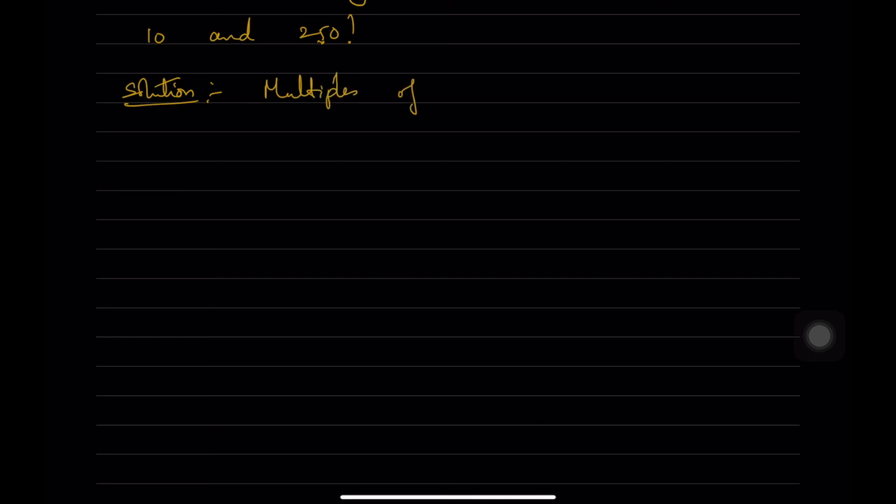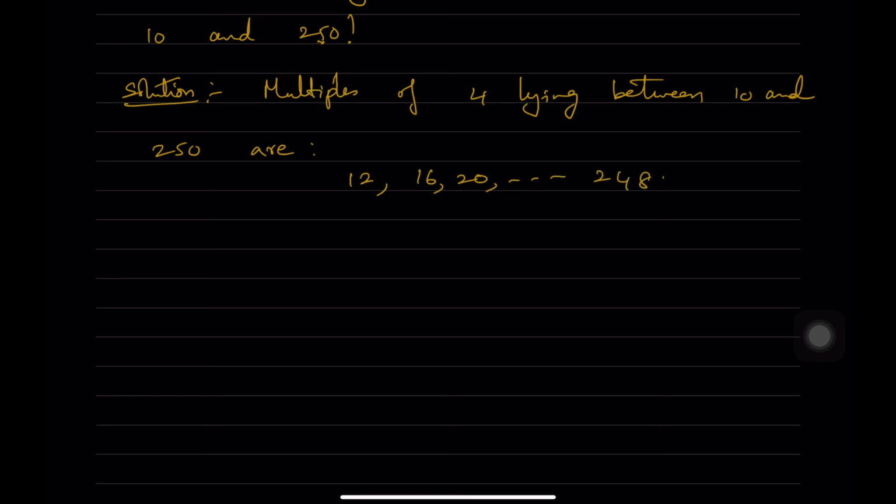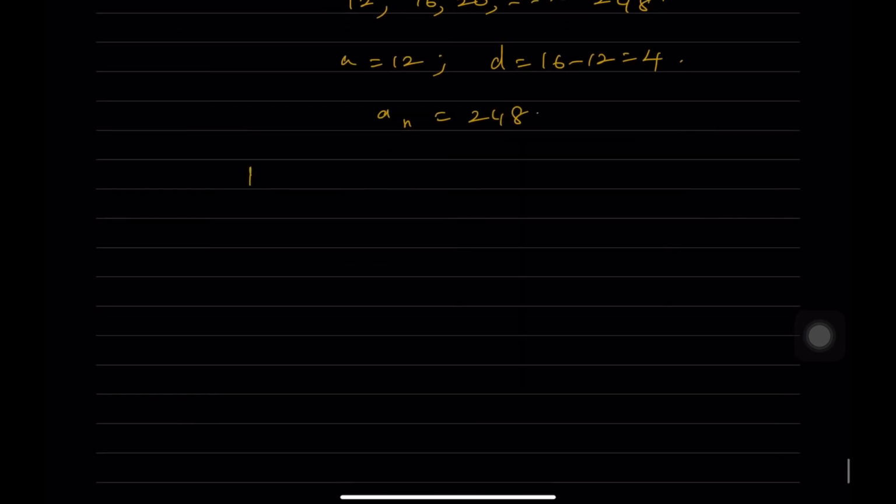Multiples of 4 lying between 10 and 250 are 12, 16, 20 and so on to 248. So here the first term A is equal to 12, D is equal to 16 minus 12, which is equal to 4, An is equal to 248, and also we know that An is equal to A plus n minus 1 into D.